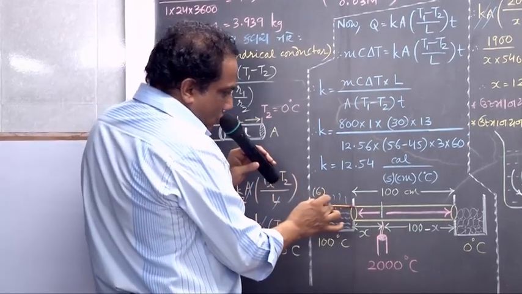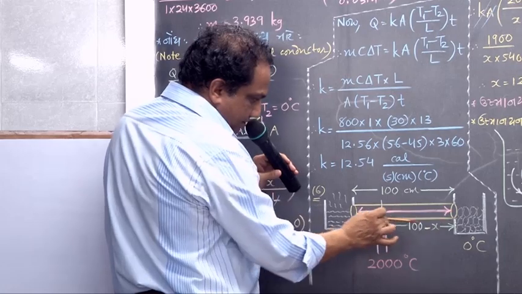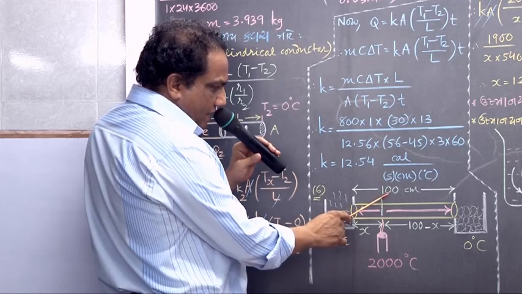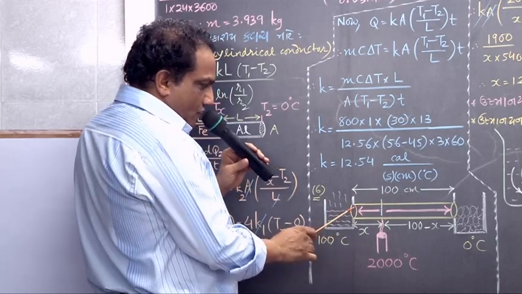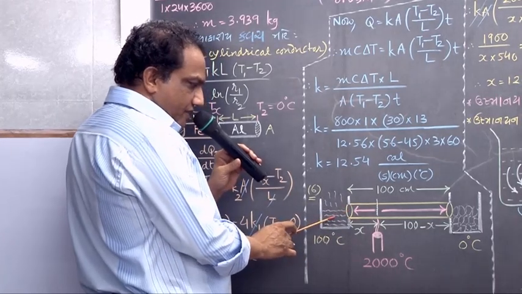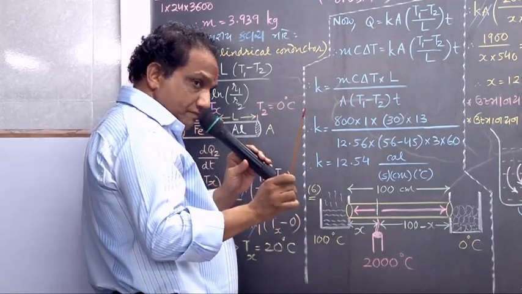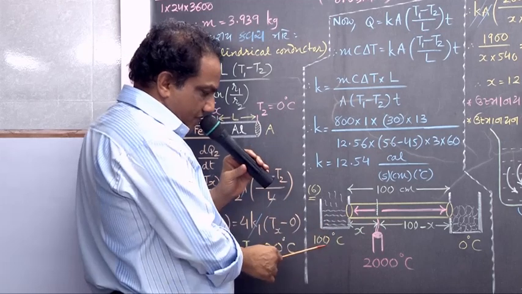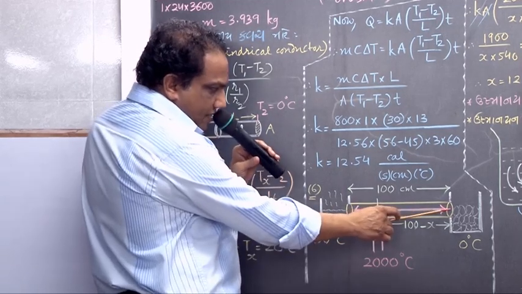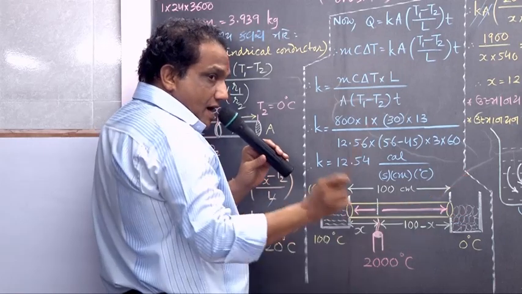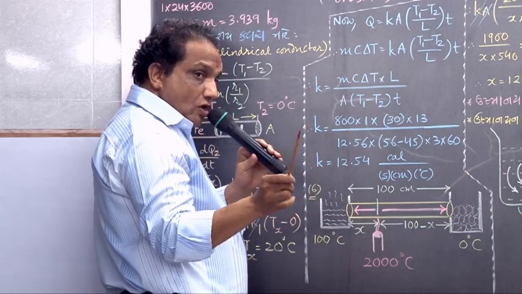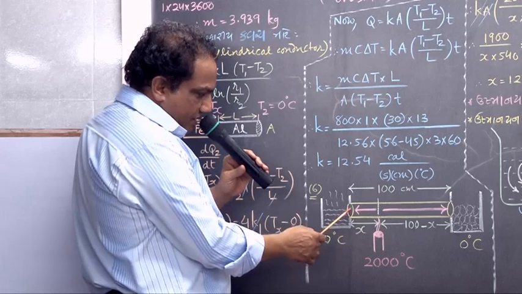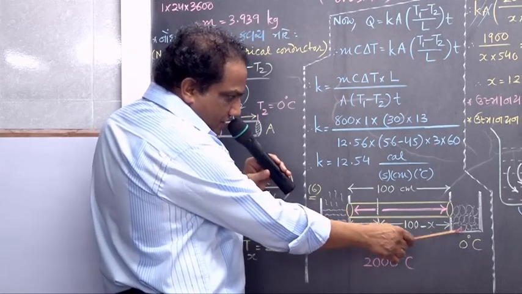We have one rod, and it has length 1 meter. I am writing here 100 centimeter. One end of that rod is in contact with boiling water. Boiling water will have a temperature equal to the boiling point of water, which is 100 degrees. Another end is in contact with melting ice. Ice melts at the melting point of ice, which is 0 degrees centigrade. So here constant temperature is 100 degrees centigrade. Here constant temperature is 0 degrees centigrade.